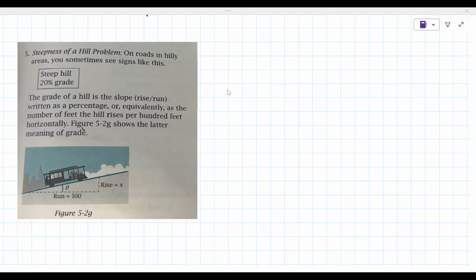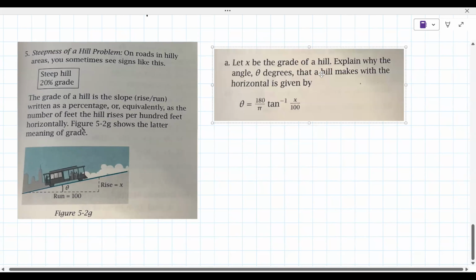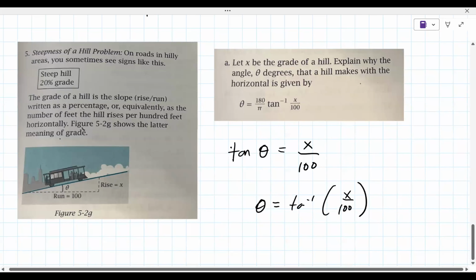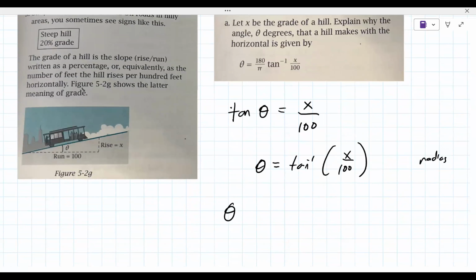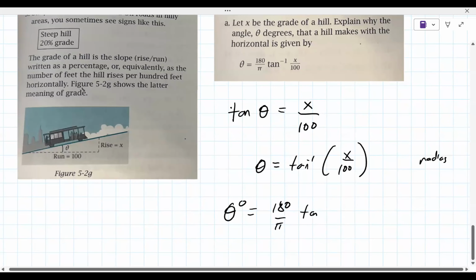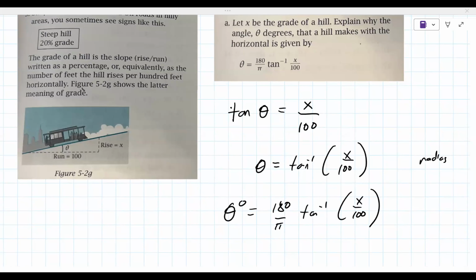All right, so here we go. Part A says, let x be the grade of the hill. Explain why the angle theta degrees that the hill makes with the horizontal is given by this equation. If you were just a normal person, you would write the tangent of theta is the opposite over the adjacent, which is x over 100. And if you were to solve for theta, you would take the inverse tangent of both sides. So this answer is currently in radians. You remember how to convert from radians to degrees? Multiply by 180 over pi. That's right. So there you have it.